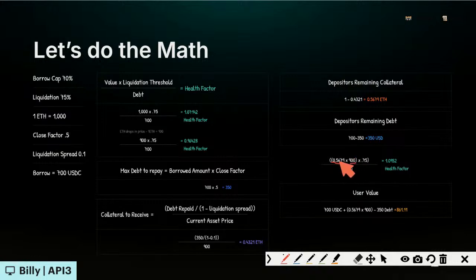So that's the value of ETH, whatever's left over. We no longer have one anymore. The liquidation threshold is 0.75, right? And our debt is 350. So now you see that with the math, our position goes back to above one. So we are back at a healthy position. I lost a piece of my money, but now I'm back at a healthy position.